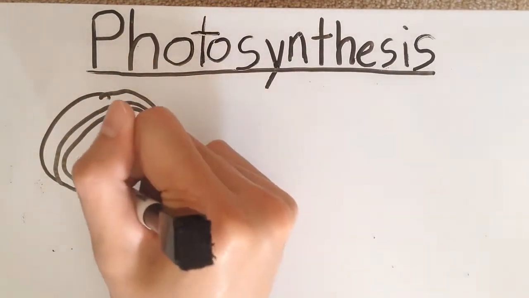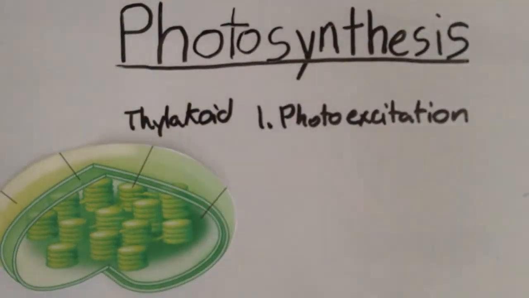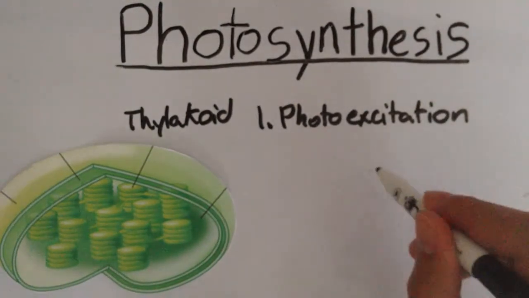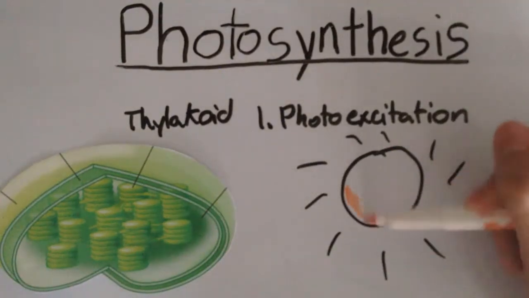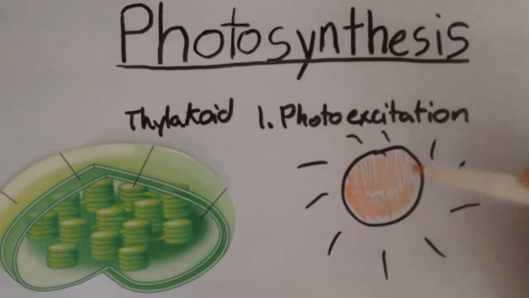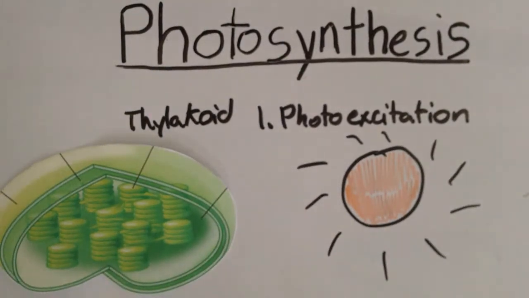The first step, which is photoexcitation, occurs in the chloroplast, but more specifically in the thylakoid. In the thylakoid, there is chlorophyll, which is basically green pigment. This step in photosynthesis absorbs sunlight and uses it to create excited electrons.